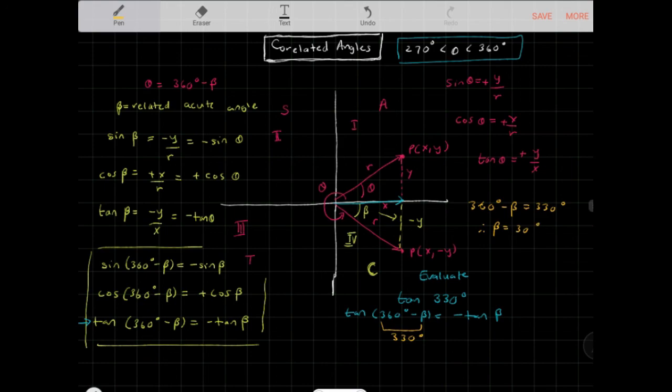So if beta is equal to 30 degrees, and we plug this into our equation, tan 360 degrees minus beta, which is 30 degrees, is equal to negative tan 30 degrees. So wherever I see beta here, I plug in 30 degrees. Okay? And you can see here that tan 330 degrees is equal to negative tan 30 degrees. And tan 30 we know is square root 3 over 3. And because it's negative tan 30, it's negative square root 3 over 3. Okay, so that's how we can use our correlated angle equations to determine the values or the ratios of reflex angles.